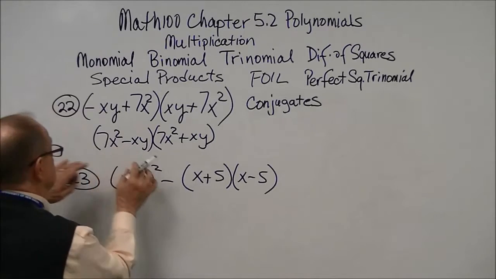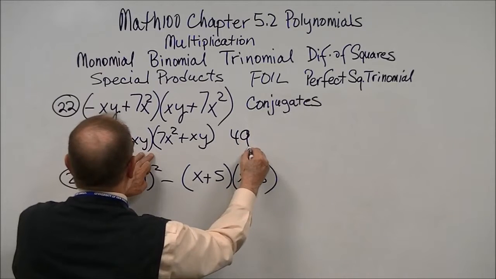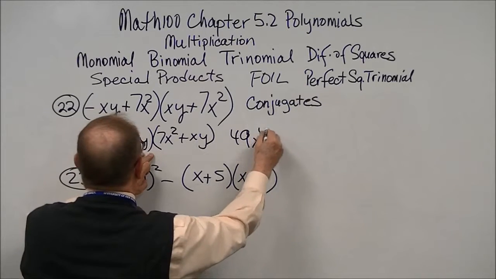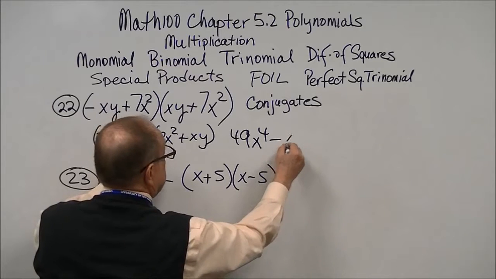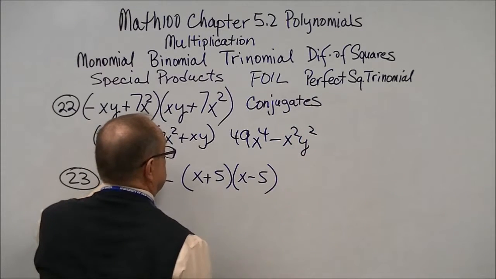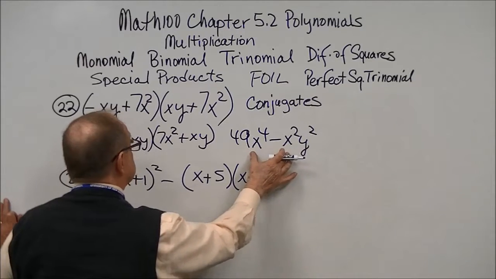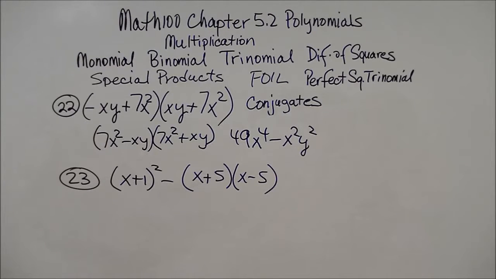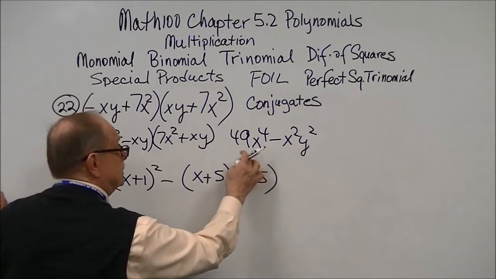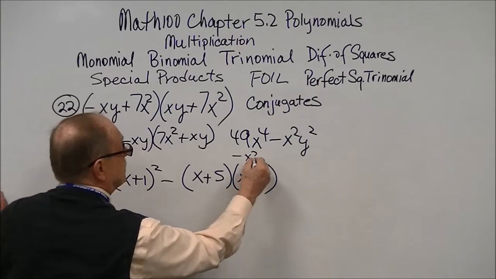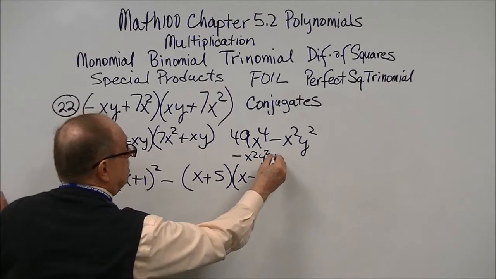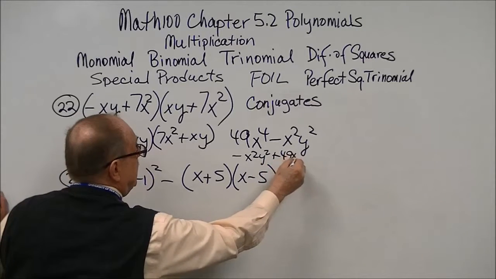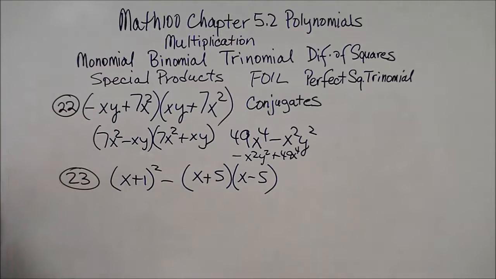So when you do this, this just becomes 49x to the 4th minus x squared y squared, which is the difference of perfect squares, which will factor into its conjugates. Now, if you had left it the original way, you would have had this reversed. It would have been a negative x squared y squared plus 49x to the 4th. But again, you can switch that around too.